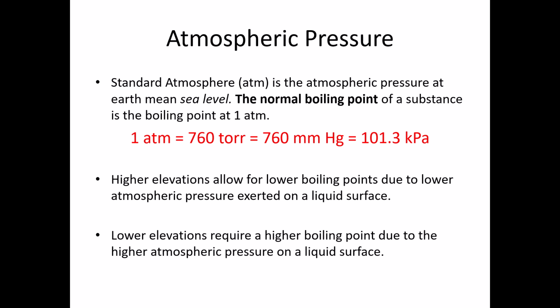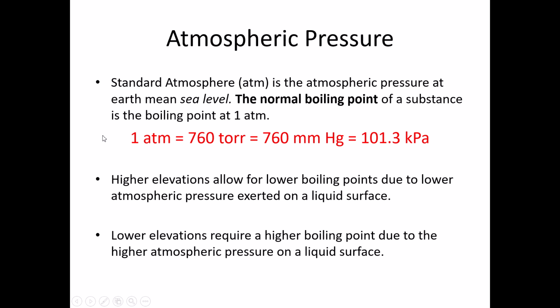Alright, just a few little ideas about pressure. Atmospheric pressure is 1 atmosphere, which is the same as 760 torr or 760 millimeters of mercury. This is also the same as 101.3 kilopascals. You will be responsible for these conversions, right? The conversions shown in red.